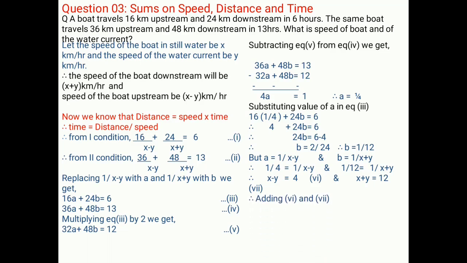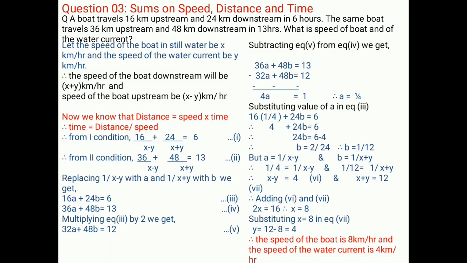Now since the coefficient of my variable y is same but in different sign, I will be adding equation 6 and 7. Therefore 2x is equal to 16. Therefore x is equal to 8. Substituting the value of x is equal to 8 in equation 7, I get y is equal to 12 minus 8 is equal to 4. Therefore, the answer is the speed of the boat in still water is 8 km per hour and the speed of the water current is 4 km per hour.